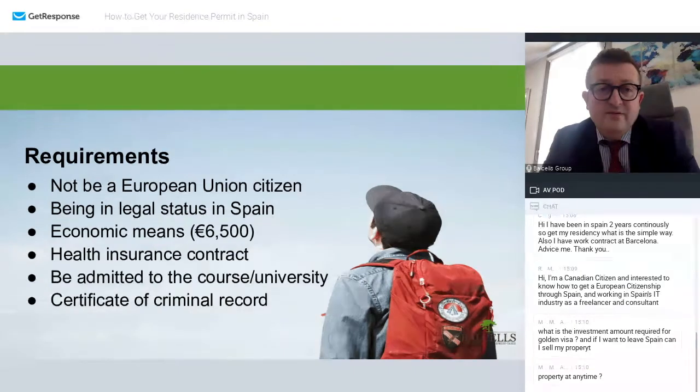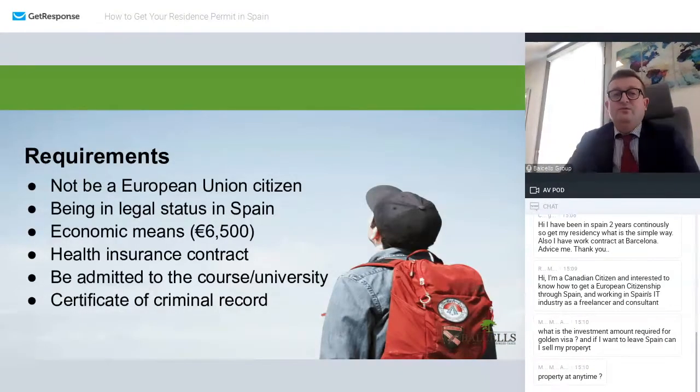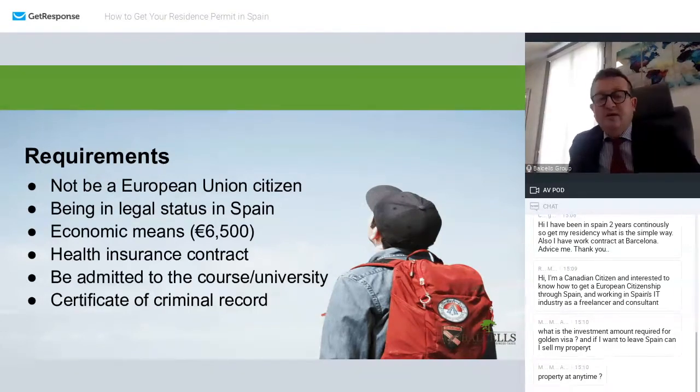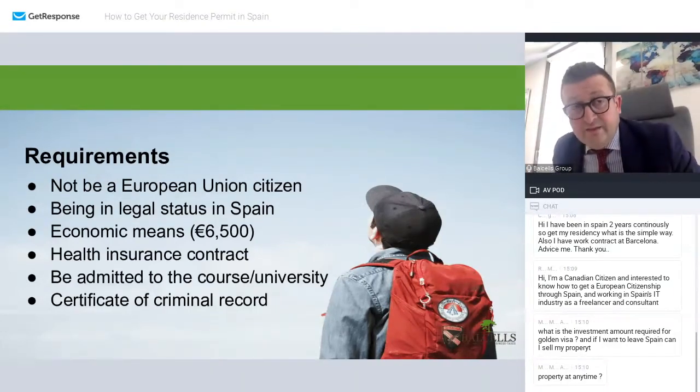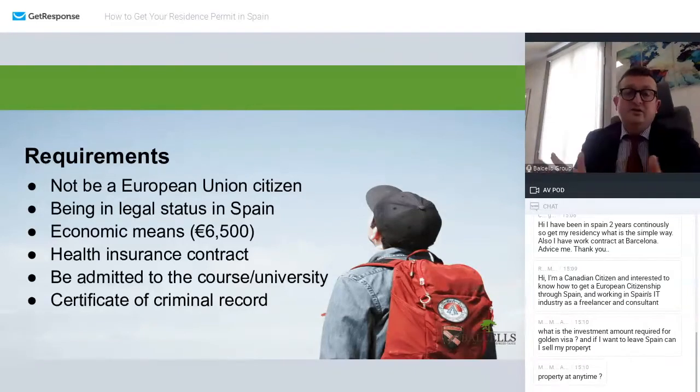With regards to student visa, there are 2 scenarios. The first scenario is that I come to Spain with all the papers and I enroll at university. During the 60 days after I enter Spain, I apply for the permit. So you can apply for the student visa inside Spain. Second scenario is that I go to the consulate and I apply through the consulate for this student visa. This would be the second scenario.